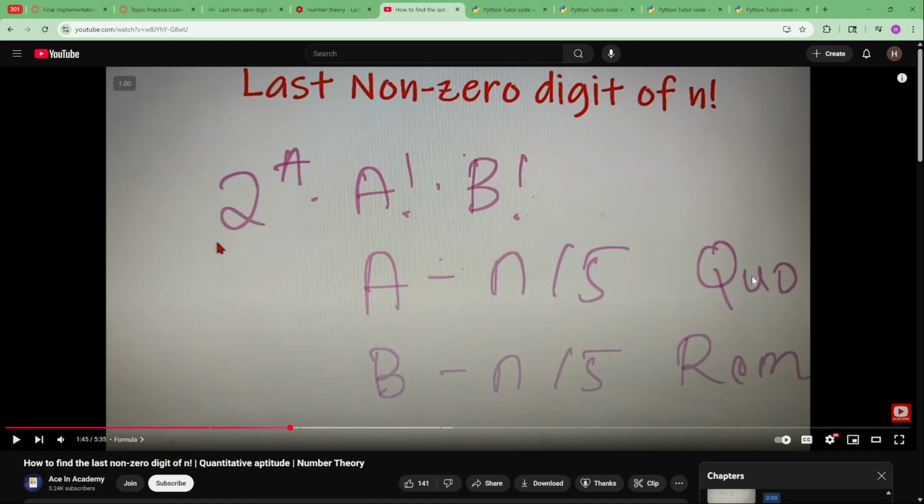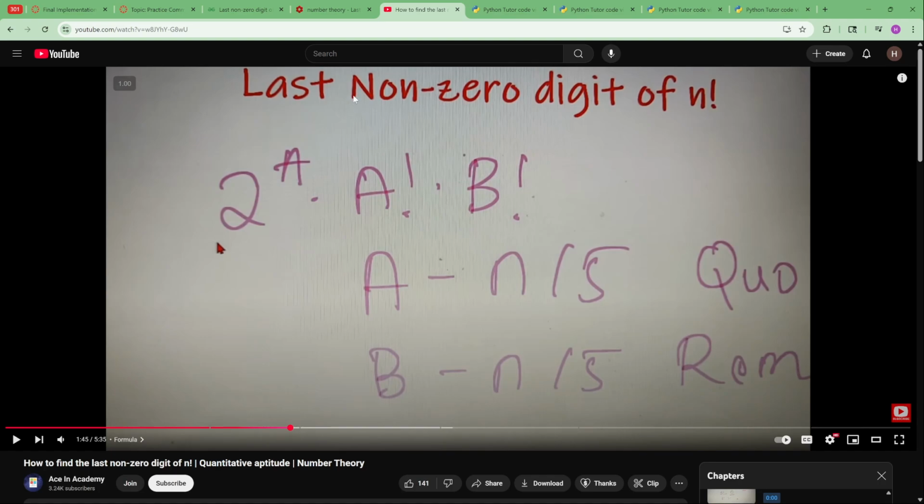So I think later on he writes a quotient and remainder. This is the remainder of 5, and this is the quotient of 5. The quotient of n divided by 5 is going to be the exponent of 2 that gets multiplied to this. And the last digit of all three of these will be multiplied together to give us the last non-zero digit of n factorial.